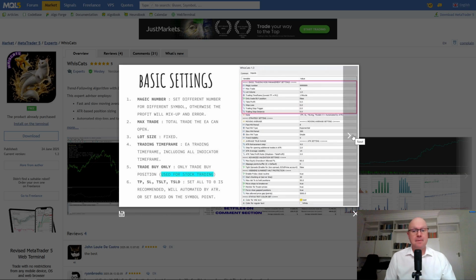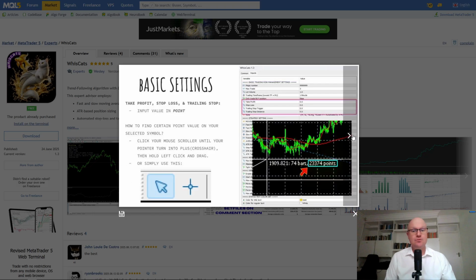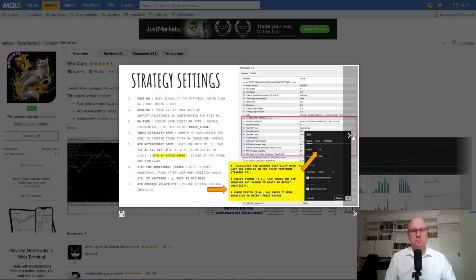Now some of the basic settings include a magic number, a maximum trade, which means the EA does open more than one trade in the same direction. However, it doesn't use cost averaging or martingale, which makes it safe even on small accounts. Now the strategy is based on a crossover between a fast and a slow moving average, and on top of this he's also built some additional protection and hidden features which can help to maintain your account.